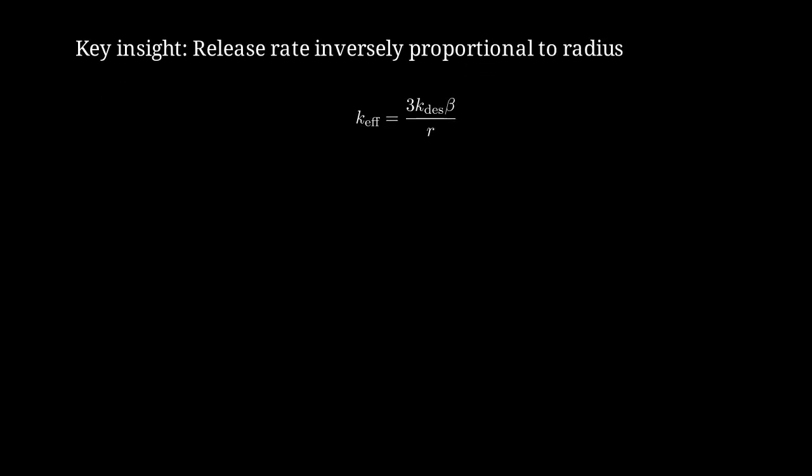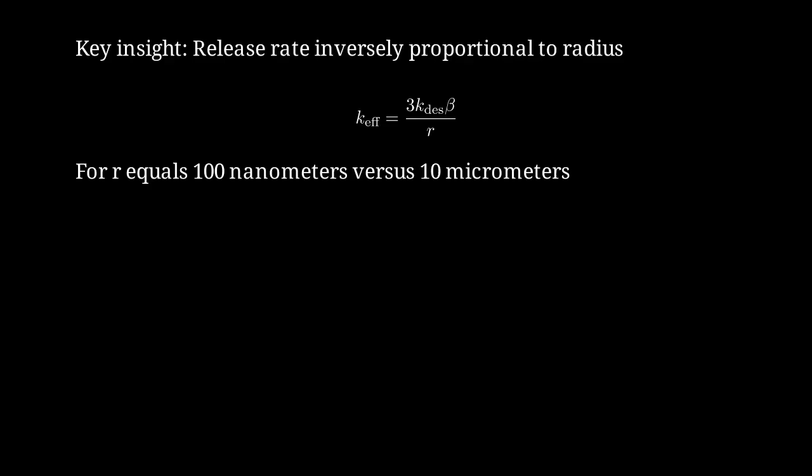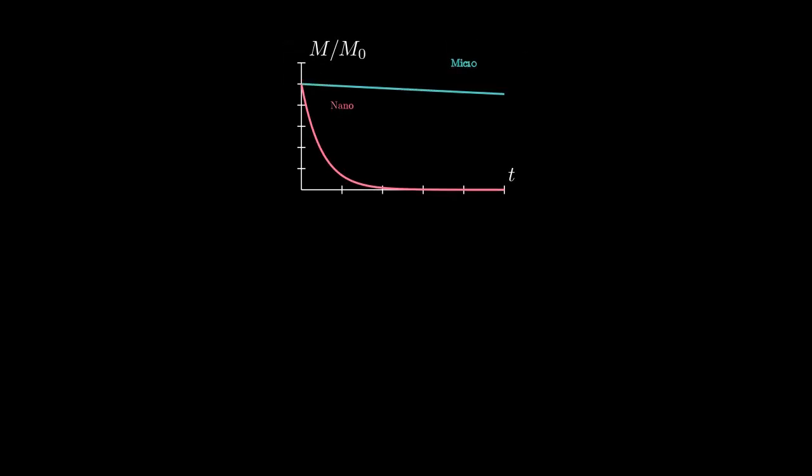We can define an effective rate constant, k_effective equals 3 k_desorption beta over r. Compare a 100 nanometer nanocapsule to a 10 micrometer microcapsule. The nanocapsule releases 100 times faster because of its smaller radius, even with identical surface chemistry. This graph shows exponential decay for both sizes, but the nanocapsule releases its contents much faster due to its larger surface-to-volume ratio.